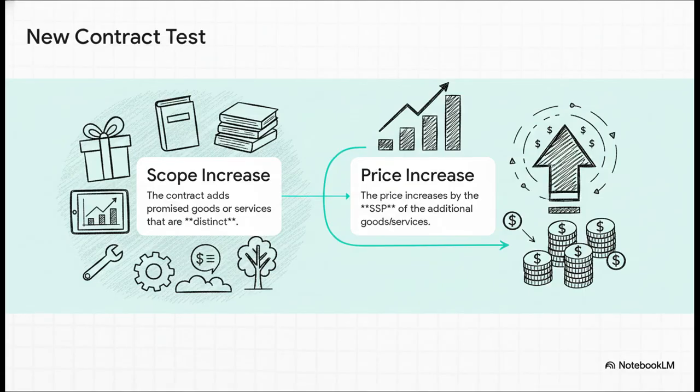Now, for a change to be treated as a completely new contract, both of these conditions have to be met. No exceptions. First, the deal has to expand with goods or services that are distinct. That just means the customer could have bought them on their own. And second, the price for those new items has to reflect their normal standalone selling price. If you can check both of those boxes, well, then your life is pretty easy.